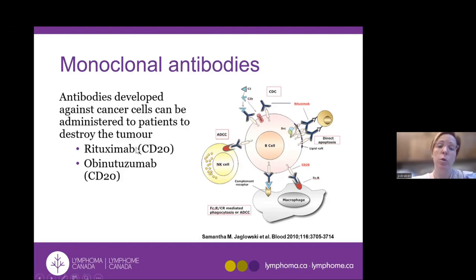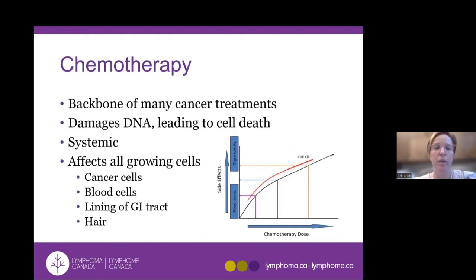And so the two main monoclonal antibodies against CD20 that are approved for follicular lymphoma are rituximab and obinutuzumab. Obinutuzumab is a bit more potent and is useful in specific situations, particularly if patients have developed resistance to rituximab. So what is chemotherapy? This is the backbone of most cancer treatments. I think chemotherapy can get a bit of a bad rap, but is very effective in follicular lymphoma.